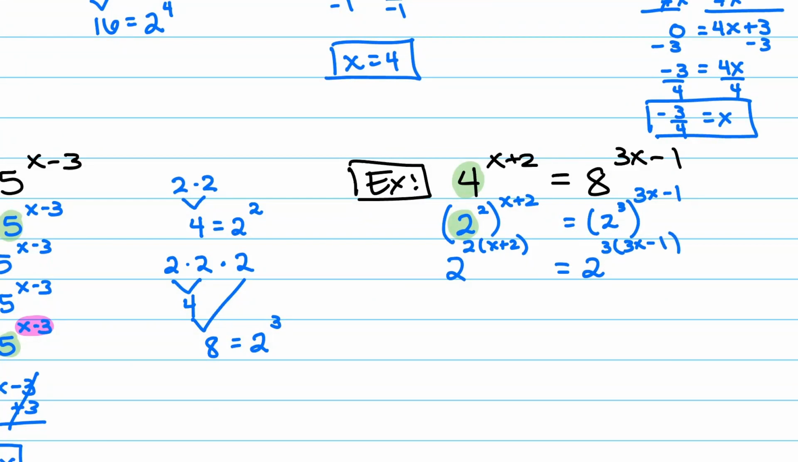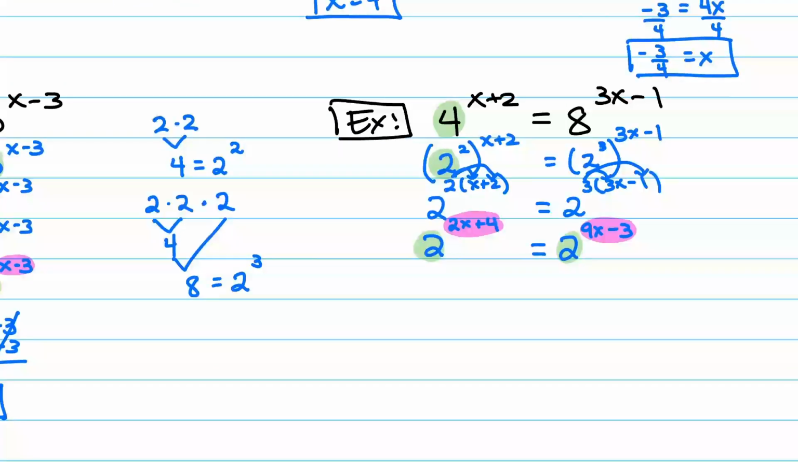It's so important we put those parentheses because that forces me to distribute. Now I can write this: it's going to distribute here and here. So I get 2 to the 2x plus 4 is equal to 2 to the same thing. This is going to distribute. I get 9x, and this is going to distribute, and I'm going to get minus 3. Now that I have the bases the same, the 2 matches up with the 2, I can get those exponents to be the same. So then I get to write 2x plus 4 is equal to 9x minus 3.